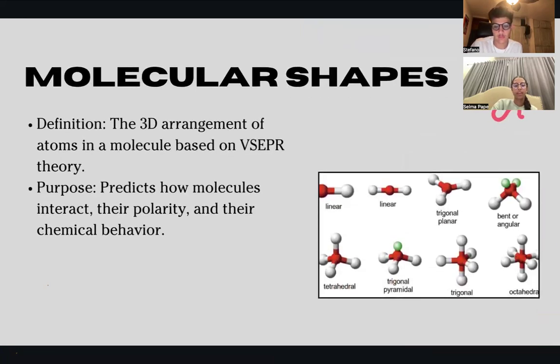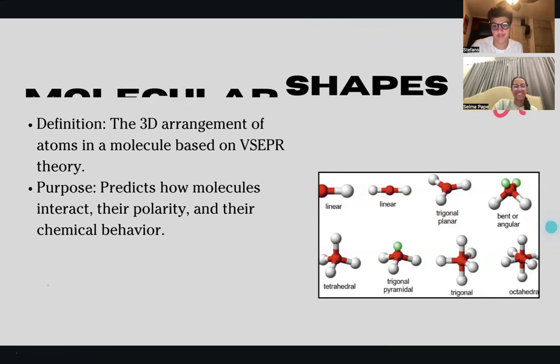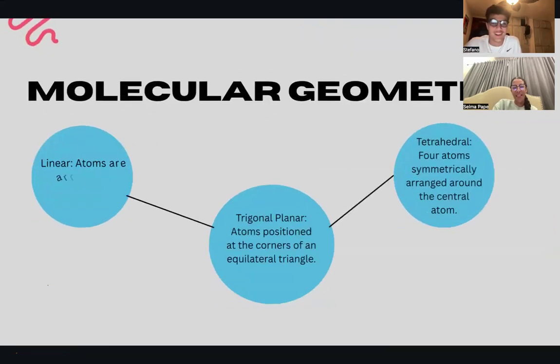Molecule shapes. Molecule shape is the 3D arrangement of atoms in a molecule based on VSEPR theory. The purpose is to predict how molecules interact, their polarity, and their chemical behaviors. Molecular geometries. Linear: atoms are arranged in a straight line.